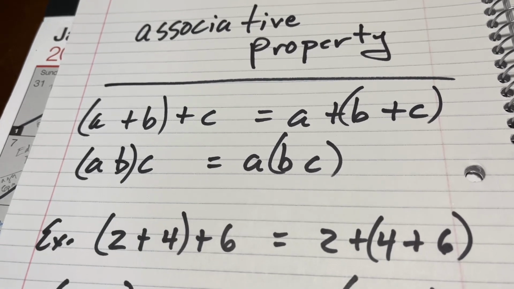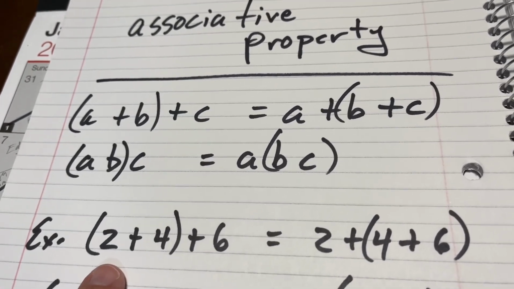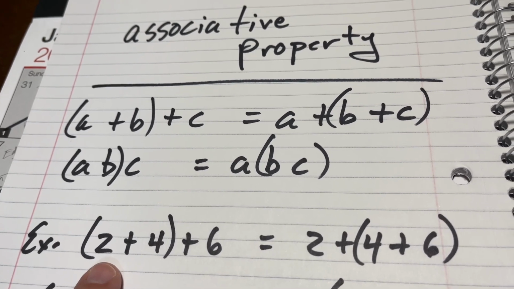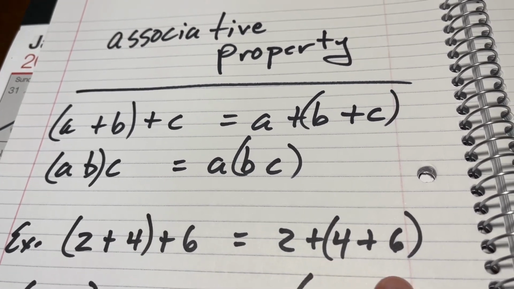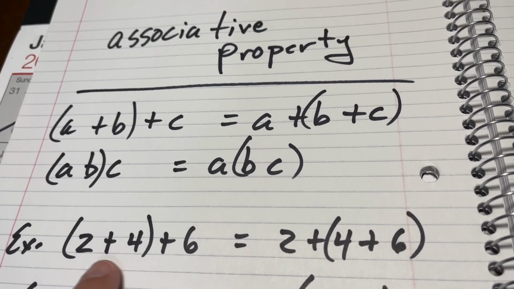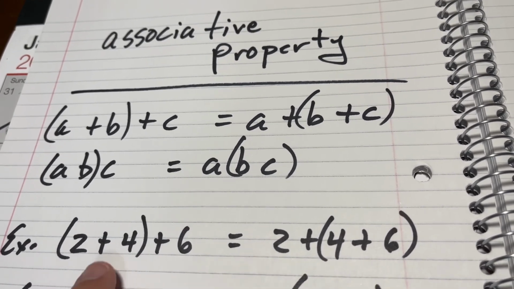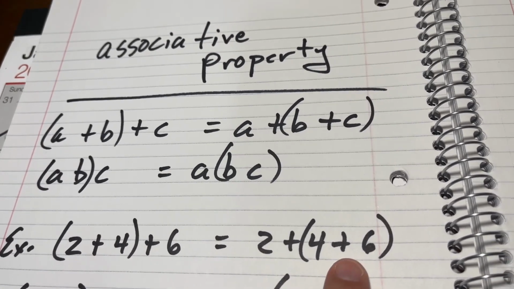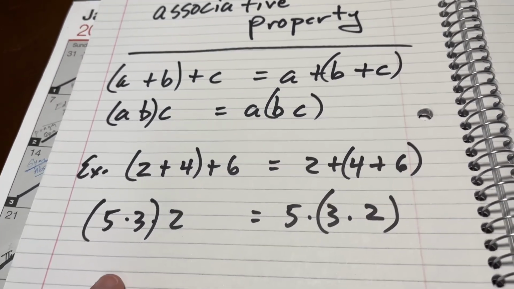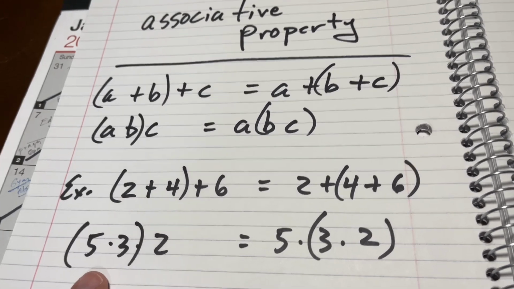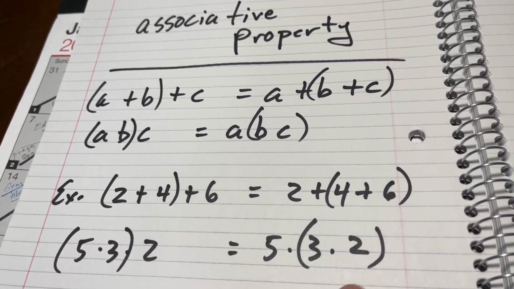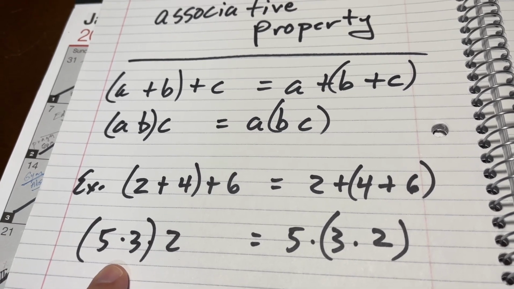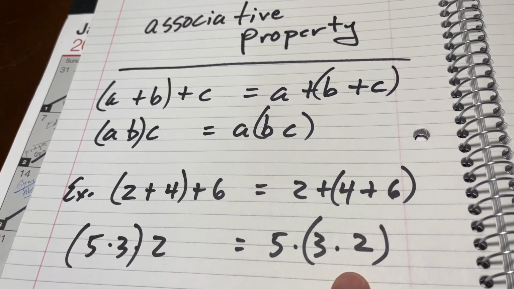Here are a couple of examples. Here's an example of the addition version of the associative property. 2 plus 4 plus 6 is equal to 2 plus 4 plus 6. Notice they're in the same order, but the grouping symbols are around the 2 and the 4 here, but they're around the 4 and the 6 there. Here's a multiplication example. 5 times 3 times 2 is equal to 5 times 3 times 2. Here, the parentheses are around 5 times 3, and over here, they're around 3 times 2.